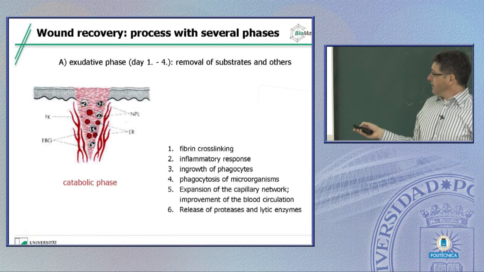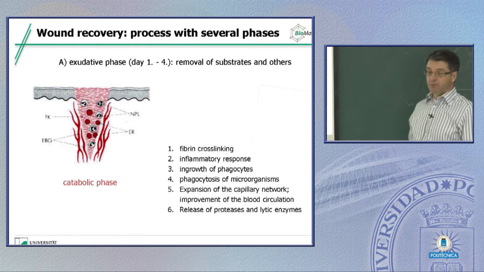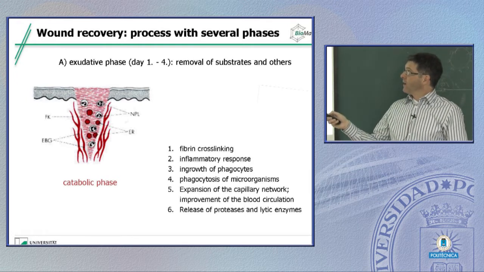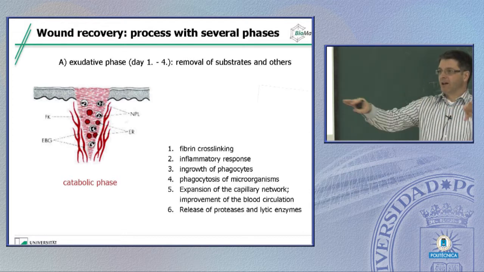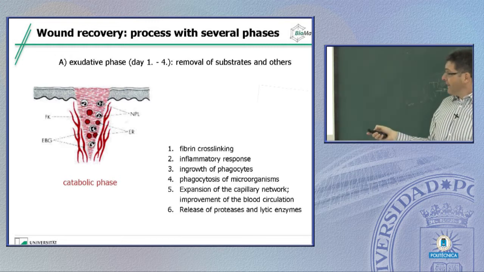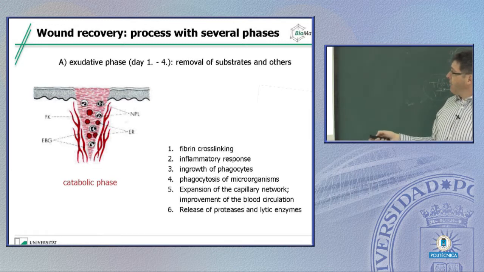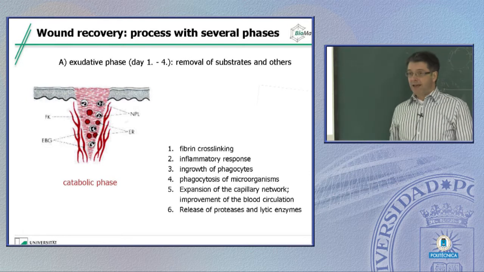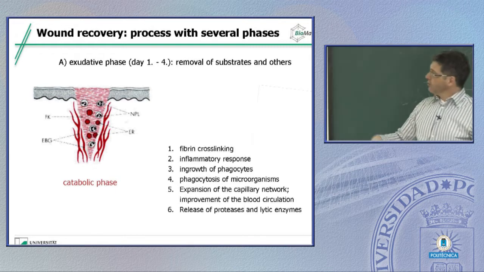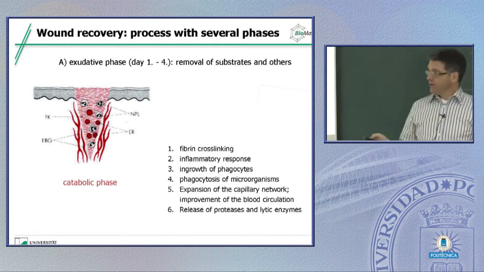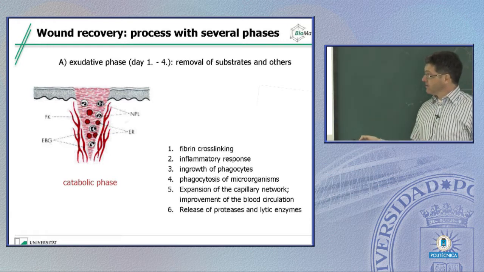Then finally, the capillary network will expand to improve the blood circulation surrounding the wound, but this only starts to work once the cap is on, because, of course, it would be counterproductive if you bring more blood to a wound and it's still open. And then finally, when the big stuff is removed by the phagocytes, some proteases and lytic enzymes will be released, and they actually now take care of other proteins, of DNA, whatever else is found in the wound, to remove that.